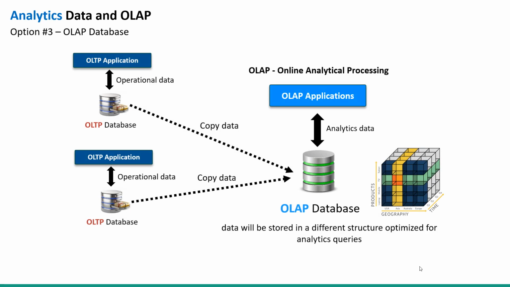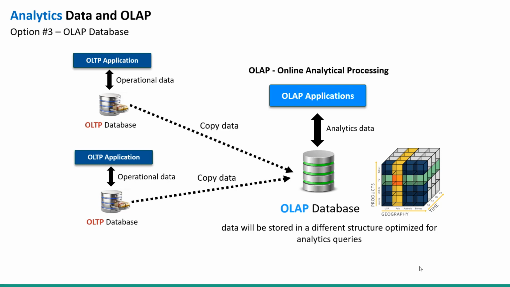OLAP emerged a bit after OLTP as enterprise companies realized that they need fast and flexible access to the data stored in their OLTP systems. So the idea is to take the data from each OLTP system, imagine 10 different OLTP systems in some organization, and copy that data into a different database that is more OLAP oriented. The data will be stored in a different structure optimized for analytics queries.